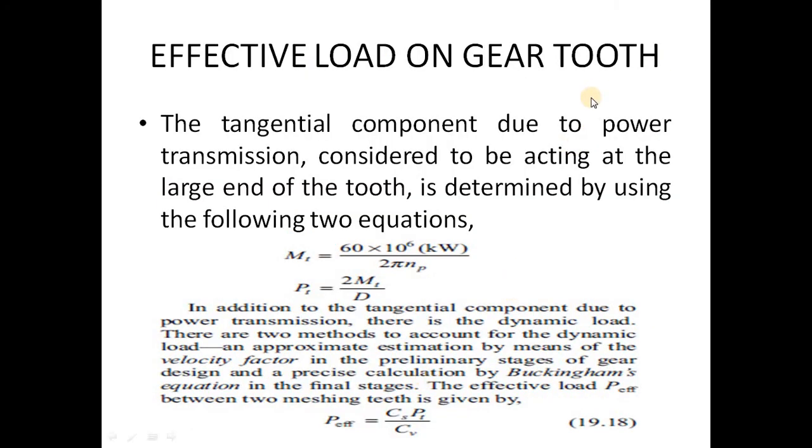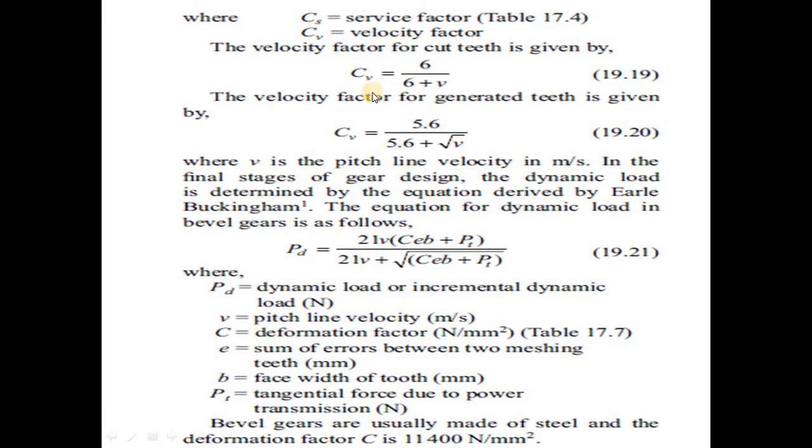Also, the effective load on the gear is the same as you have already seen for spur gear and helical gear effective load. You can check those formulas: the same formulas, torque formula, PT formula, P effective formula, CSPT. One method is the velocity form factor, and another is the dynamic equation, that is Buckingham's equation. The first method is the preliminary equation method, CSPT divided by CV, and another method is the dynamic equation. Here we can consider only that equation for CV. CV is equal to 6 divided by 6 plus V, and 5.6 divided by 5.6 plus square root of V.